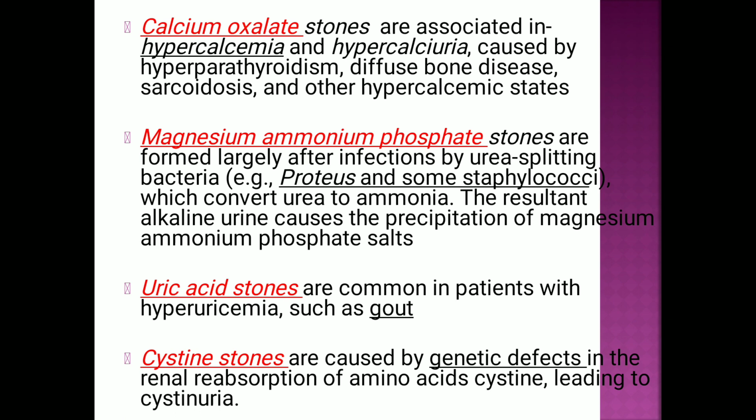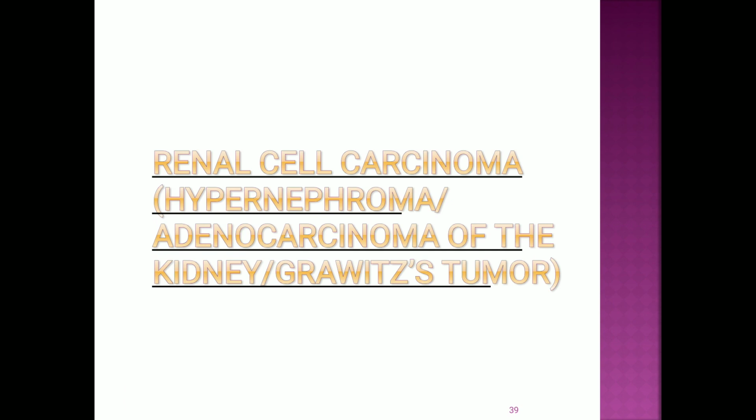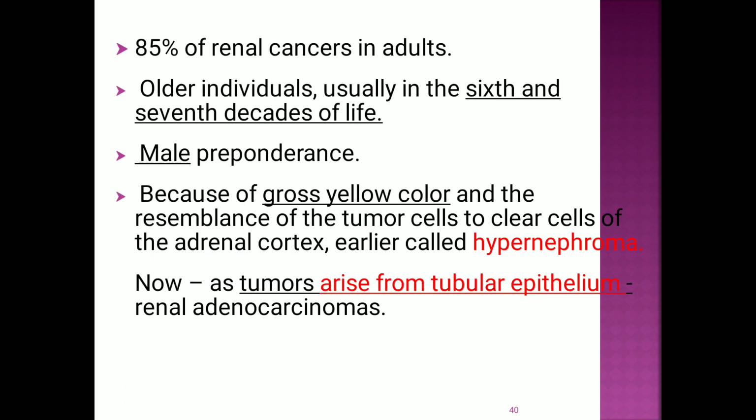Calcium oxalate stones are associated with hypercalcemia and hypercalciuria caused by hyperparathyroidism, diffuse bone disease, sarcoidosis, and other hypercalcemic states. Magnesium ammonium phosphate stones are formed largely after infections by urea-splitting bacteria, for example Proteus and some staphylococci, which convert urea to ammonia. The resultant alkaline urine causes the precipitation of magnesium ammonium phosphate salts. Uric acid stones are formed in patients with hyperuricemia such as gout. Cysteine stones are caused by a genetic defect in renal absorption of the amino acid cysteine, leading to cystinuria.